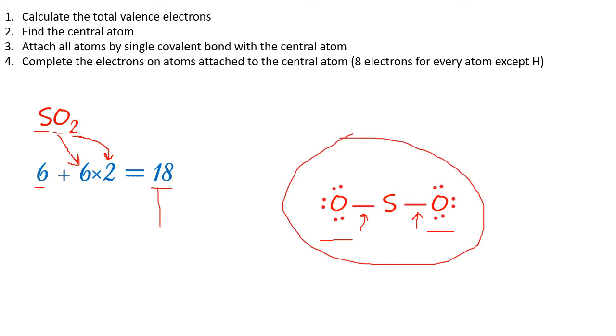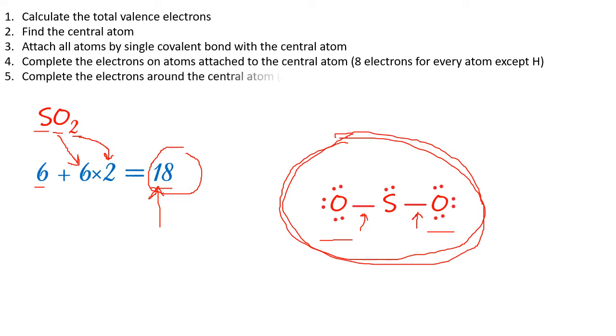But here we have 18 electrons. It means we have 2 extra electrons. So what should we do? Put those 2 extra electrons on this central atom, sulfur atom. Okay, now we have completed our 18 electrons here on this structure. Okay, after that, move to step number 5. Check your central atom. How many electrons in this central atom? Here 2 plus 2 plus 2, 6 electrons. It means this sulfur still needs 2 electrons.